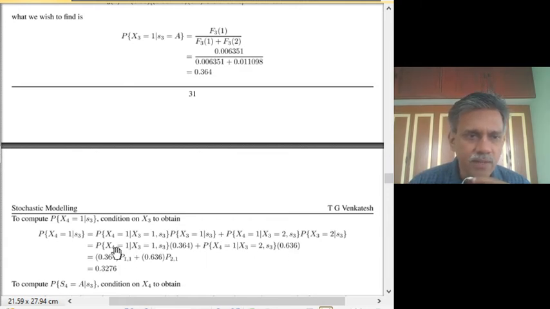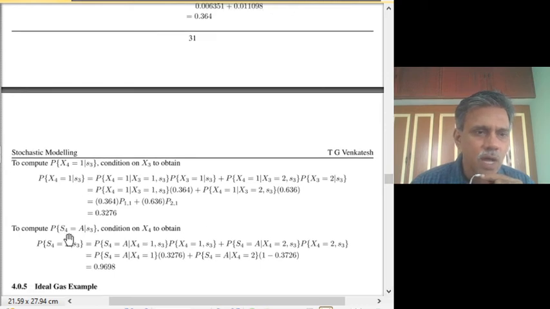Okay, this factor is nothing but the transition probability P11, and this factor is P21. So P11, from that you will be able to find out. P21 is 0, so we can find out this from the transition probabilities.